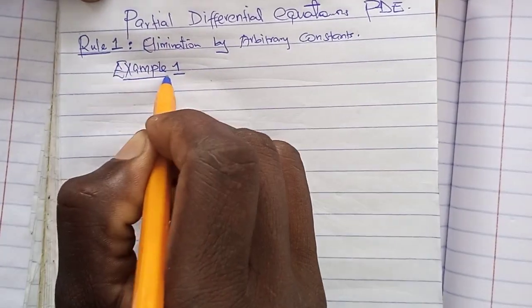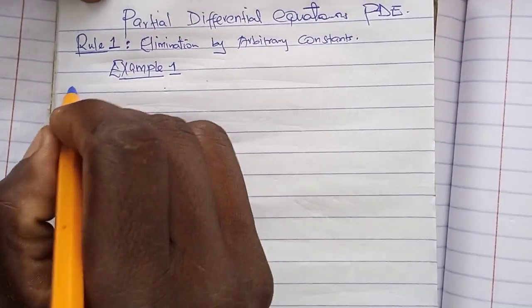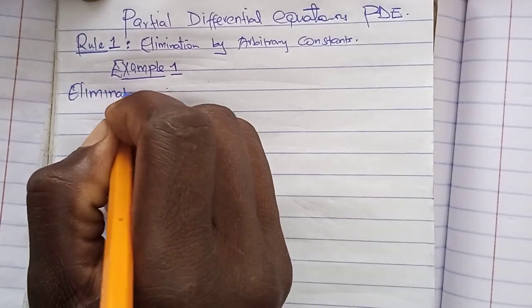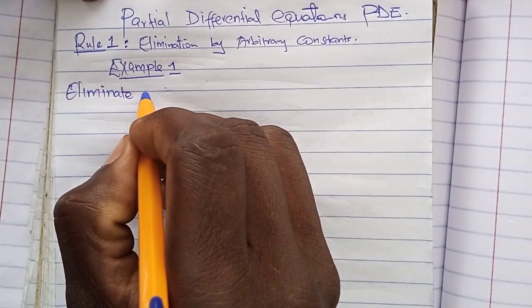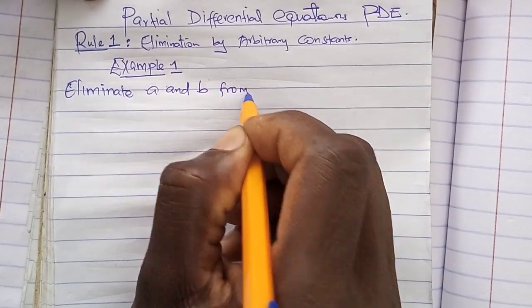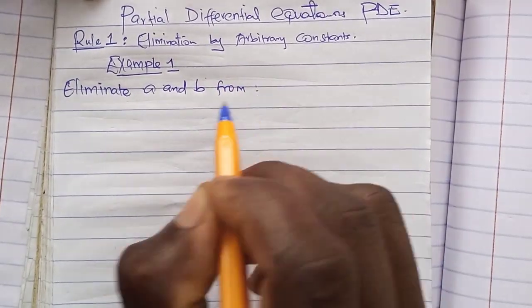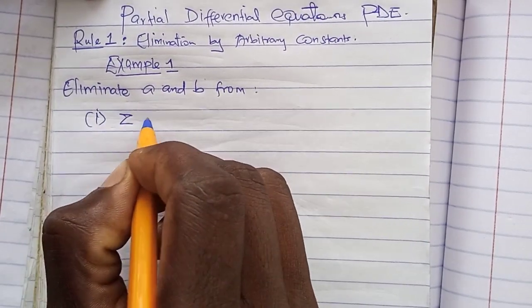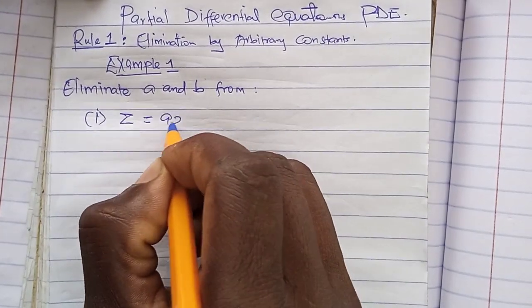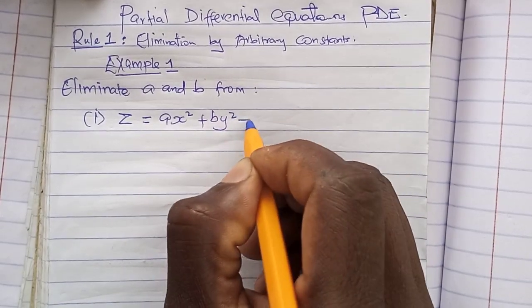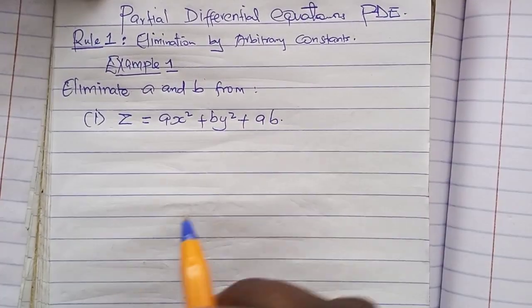Example 1. You have been told to eliminate A and B from the given equation. So let us assume this is the equation: Z equals AX squared plus BY squared plus AB.